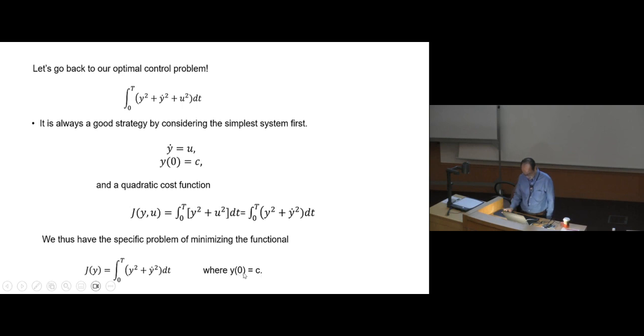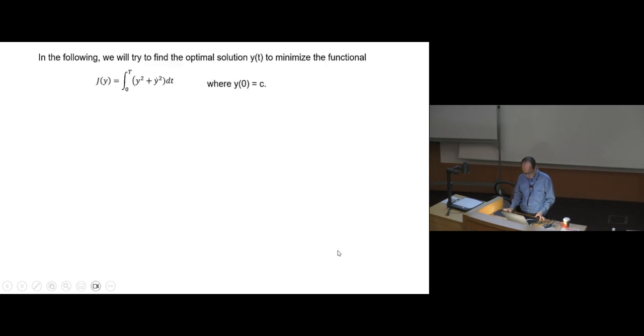How are we going to find it out? Once again, this initial condition is not 0, because if it's 0, you have a very trivial solution, where you make y equal 0 and it solves the problem. So next, we are going to find a way to solve this problem. We want to find a function of time to minimize this functional, where you know the initial condition. Any questions?